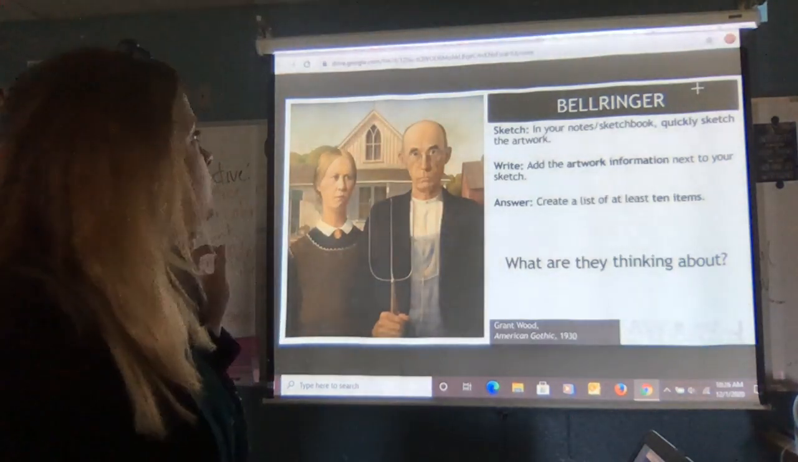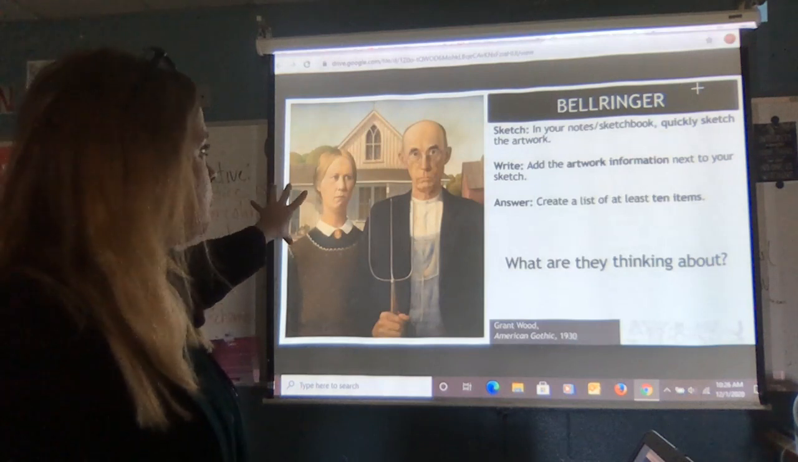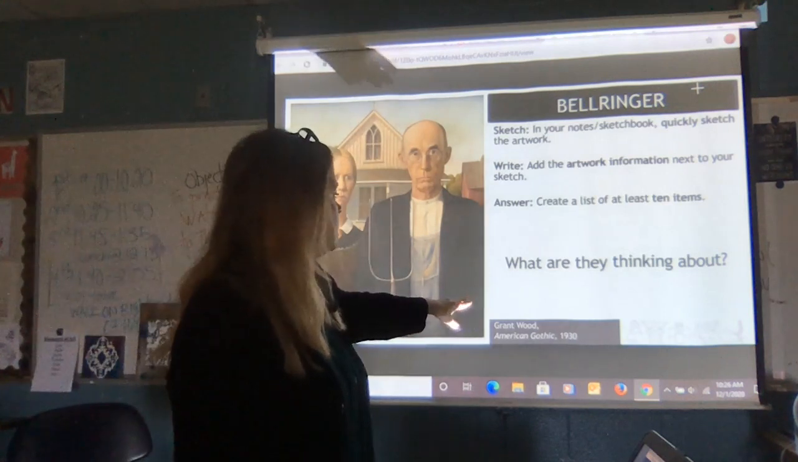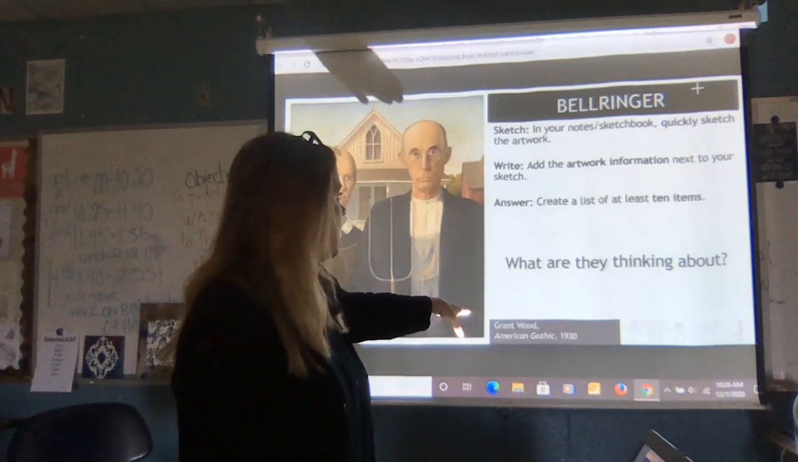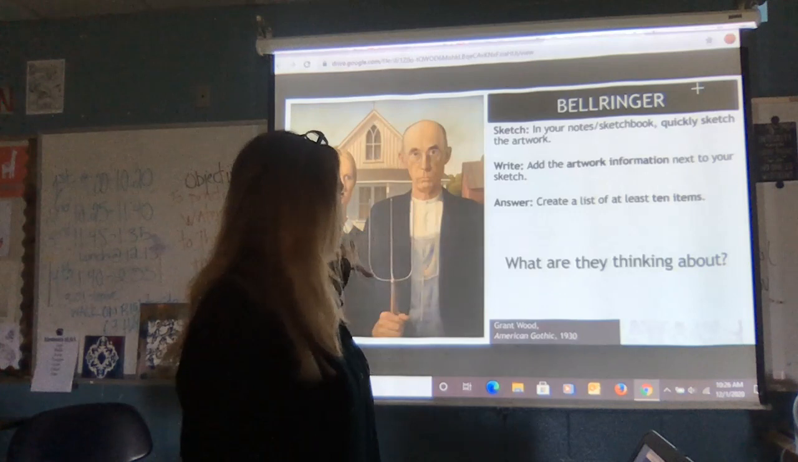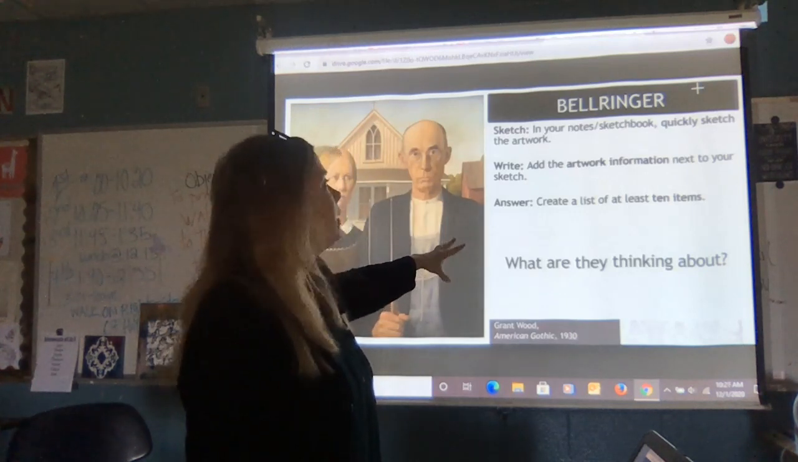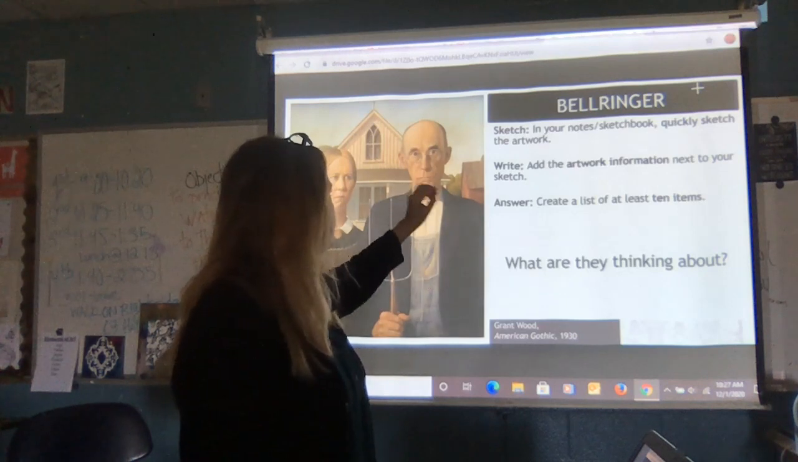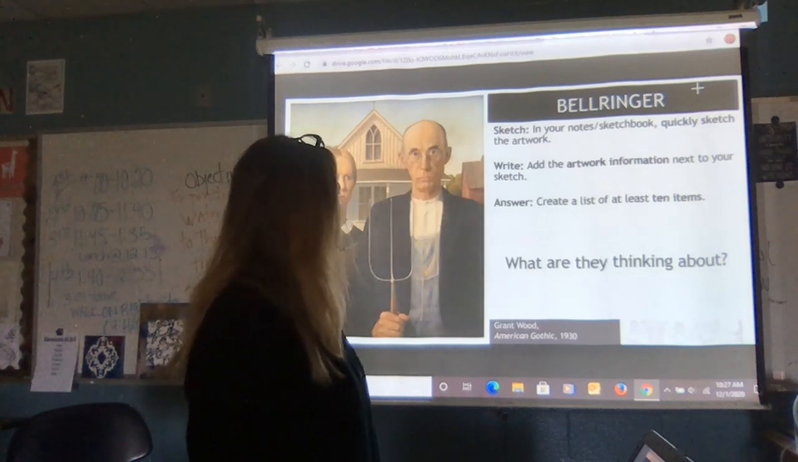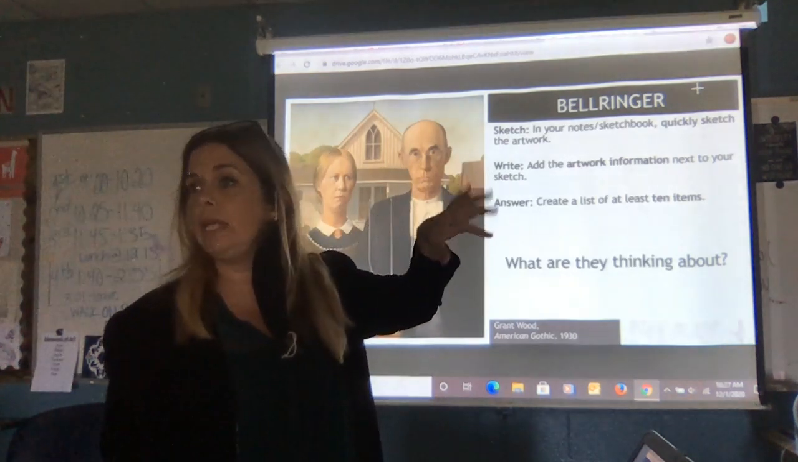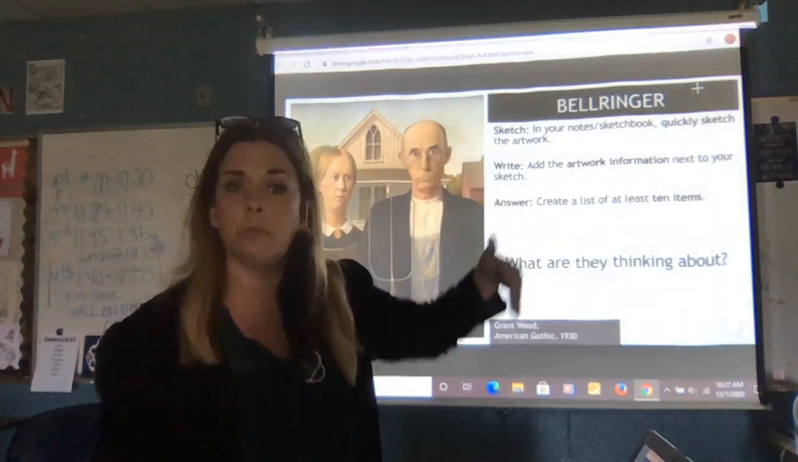Very famous painting. So you're gonna sketch this in your sketchbook. You're gonna jot down that Grant Wood is the artist, American Gothic is the title, and it was made in 1930. You're gonna answer, what are they thinking about? What is she looking at? What's going on here? Doesn't have to be right or wrong. You don't need to look up the painting and find that out. I'll tell you that tomorrow.